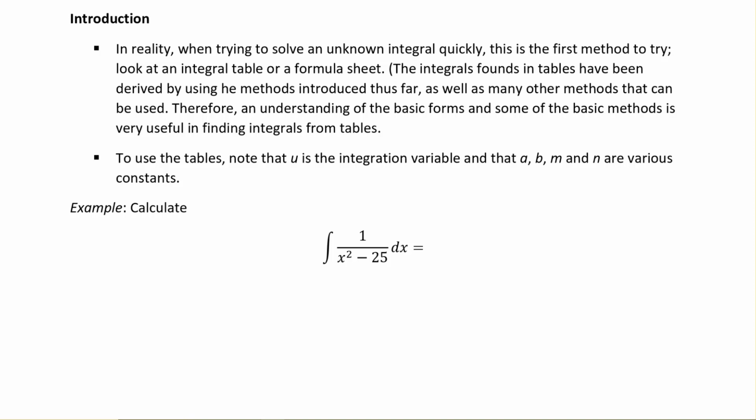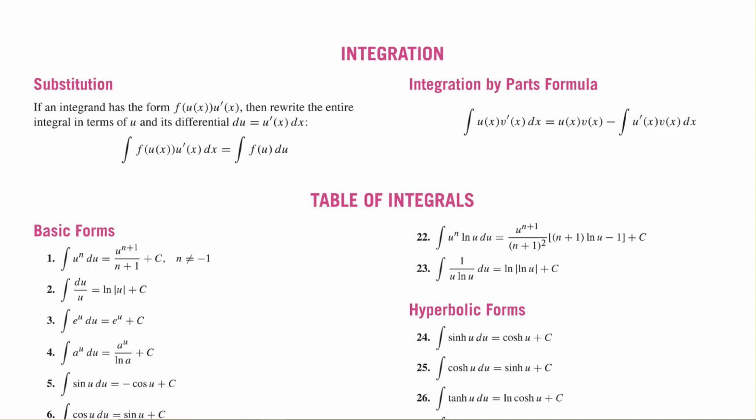If you look at the table, you will notice that there are some letters like u. We use u as the integration variable, and the other letters like a, b, m, and n are various constants in the formulas. Let me show you what the formula sheet looks like that we are going to use in our examples.